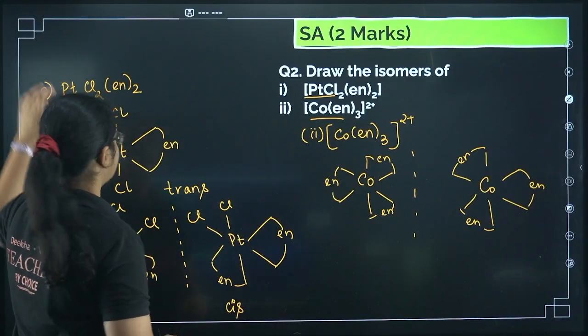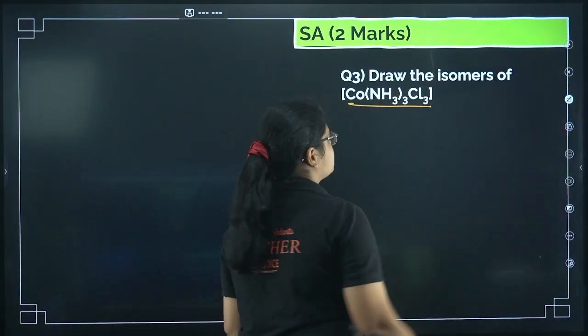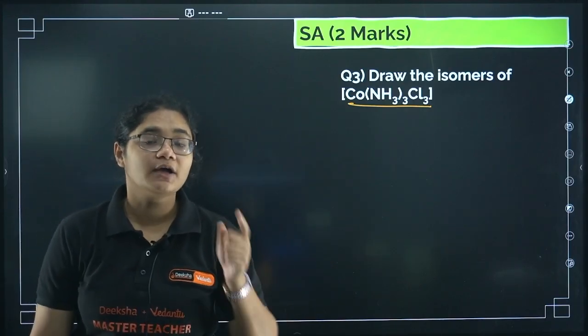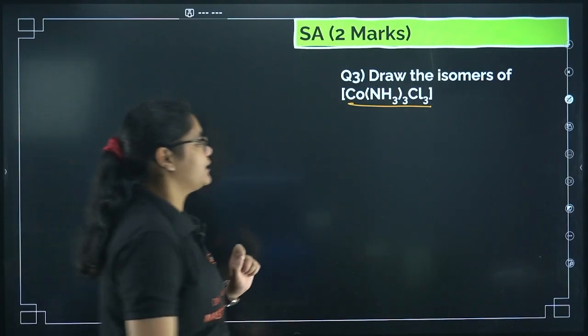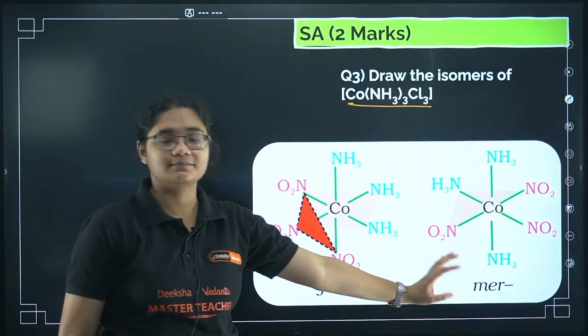Okay, next question is also on isomers. You have to draw the isomers of this one. So remember this example: if you have MA3B3 type, you will get facial and meridional isomers. I have given here, this is the facial one and this is the meridional one.